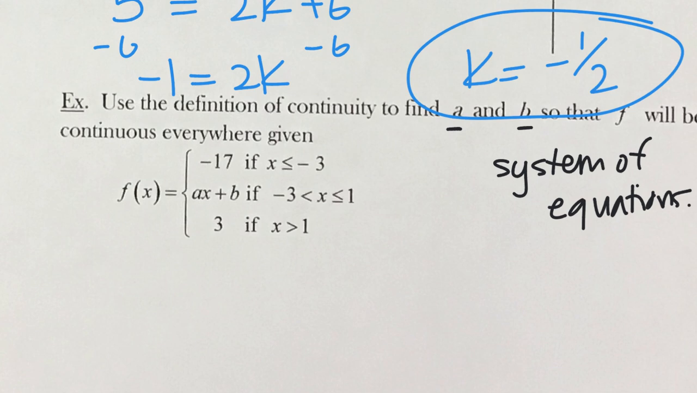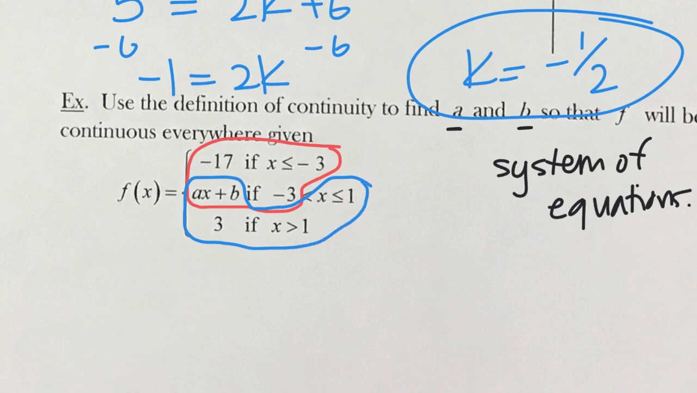So there are 2 separate problems here. There's the issue of what's happening around -3, right? So just like the problem before, we're going to set our 2 equations equal when x is -3. And then there's the problem of what's happening at +1. Okay, so we're going to make 2 equations. We're going to set our top 2 equations equal.